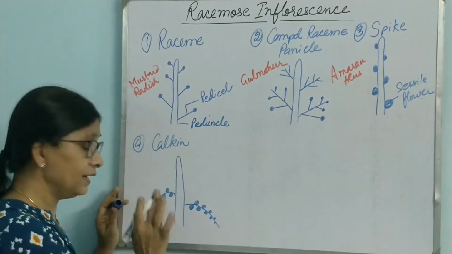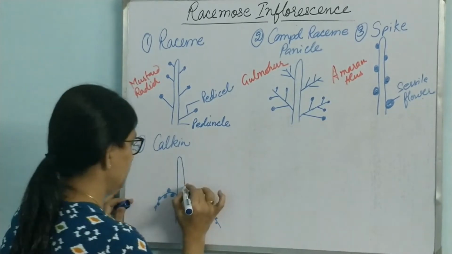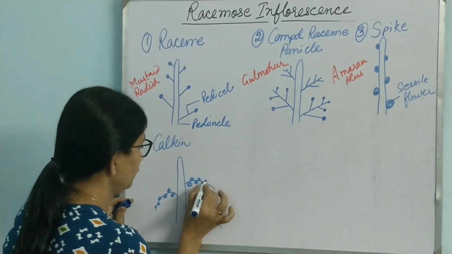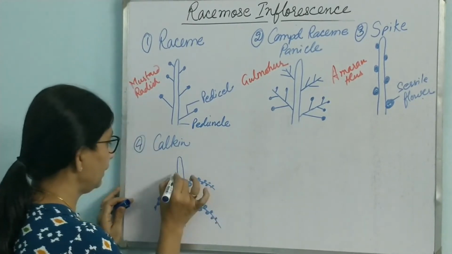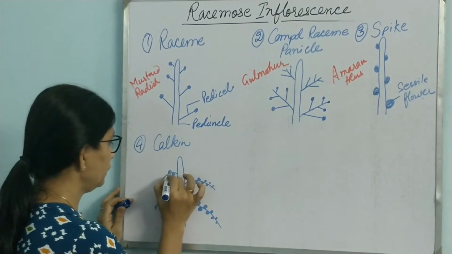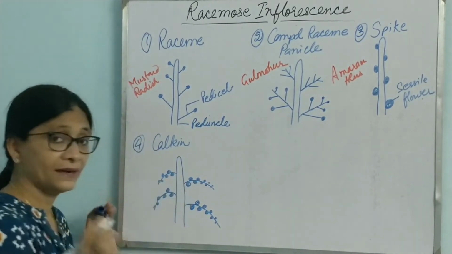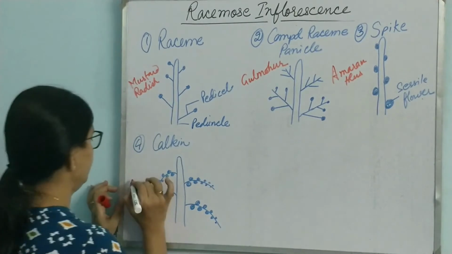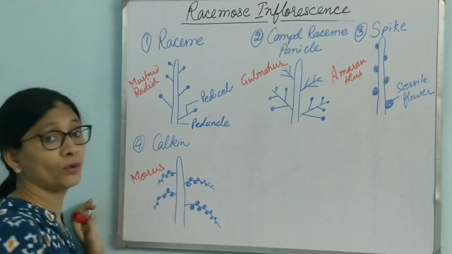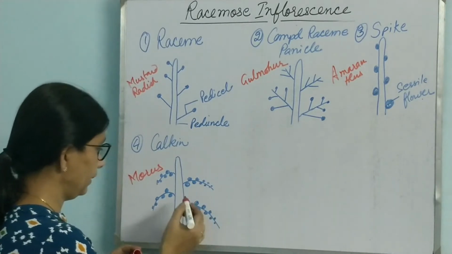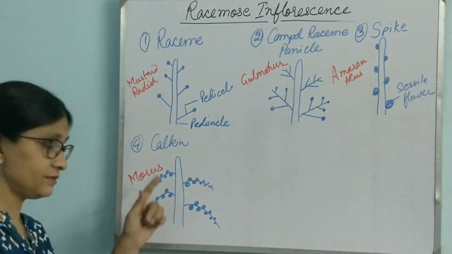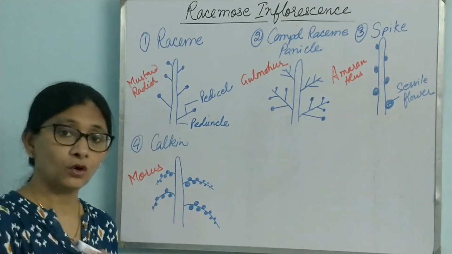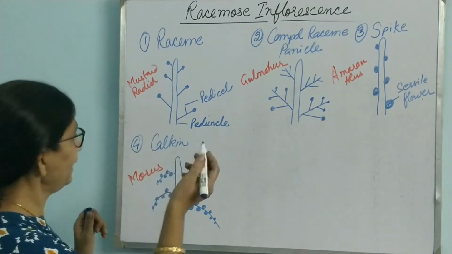And here the flowers are sessile and unisexual. So as we move up, size will grow small. So this is the feature of acropetal development. So that's how it is. This is known as catkin, or it is compound spike. Example is morus, mulberry. So acropetal development is maintained here, and the flowers are sessile, and they are also unisexual in this case.